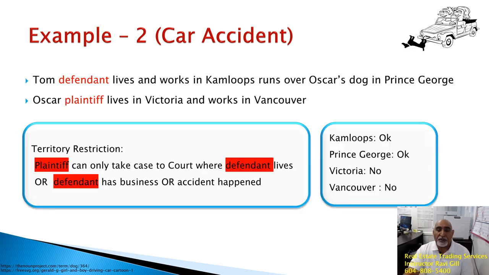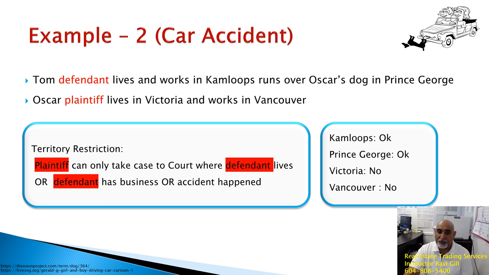Okay, let's take a look at a situation where a car accident happens and Tom, the defendant, lives and works in Kamloops. Okay, Tom is being sued because he ran over Oscar's dog, and it happened in Prince George. So where does Tom live? Tom lives and works in Kamloops, and Oscar's dog was run over in Prince George. Now Oscar is called the plaintiff. Okay, Oscar is going to start the case, and Oscar lives in Victoria and works in Vancouver.